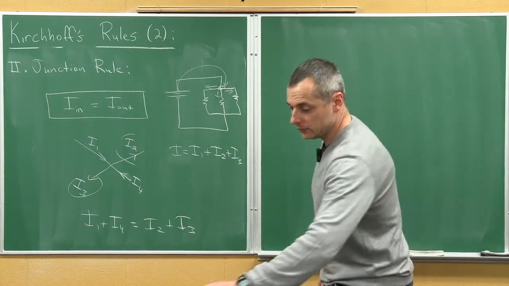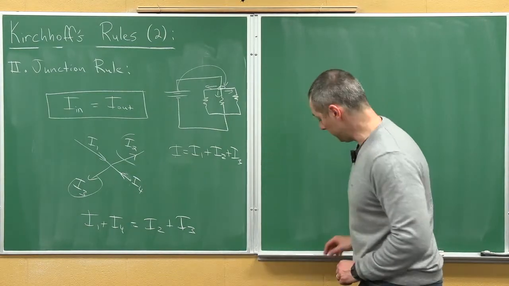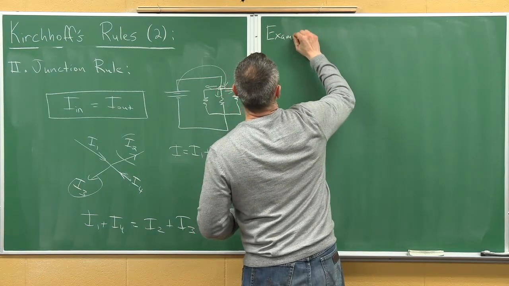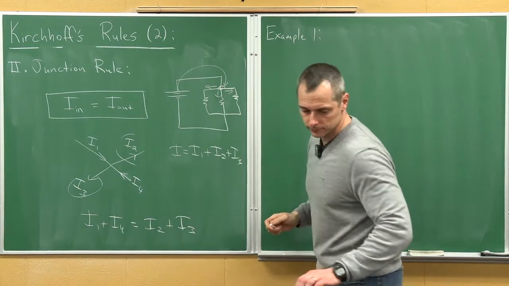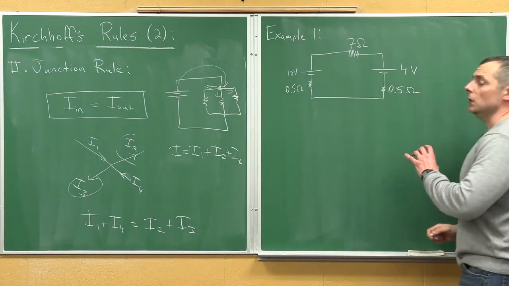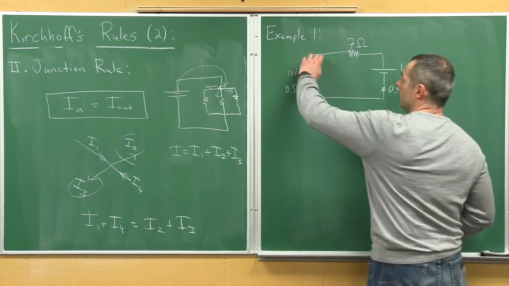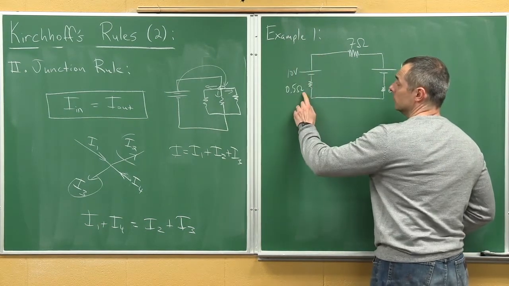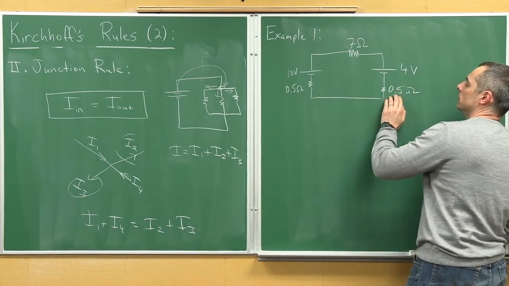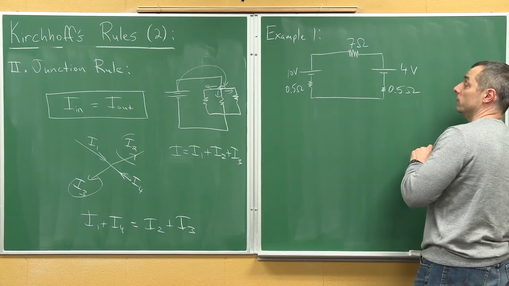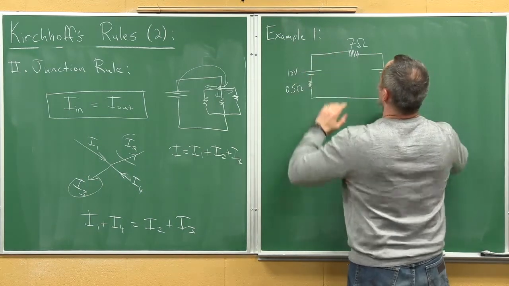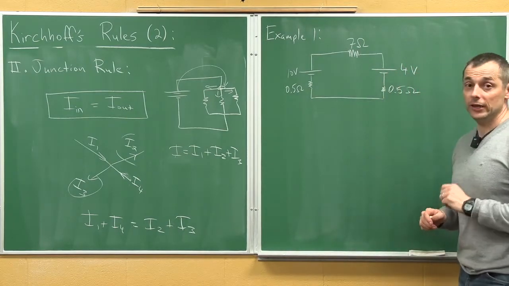Okay, moving on. Let's take a look at the examples. So let's see what I had set up here. Example 1. So what I did is I took one battery that's a 10-volt battery here with an internal resistance and an EMF, and another 4-volt battery here, internal resistance 0.5 ohms and EMF of 4. And I put them like fighting each other. So they're trying to push current this way and that way, and there's a 7 ohm resistor in between.